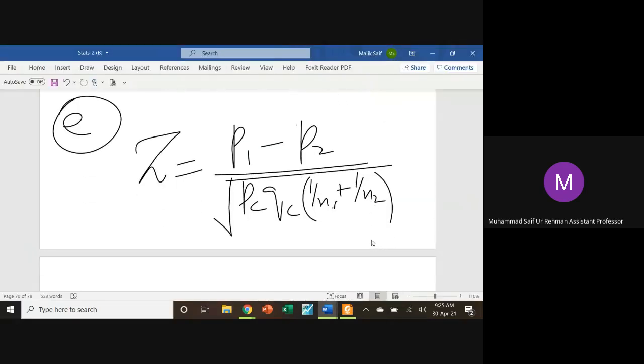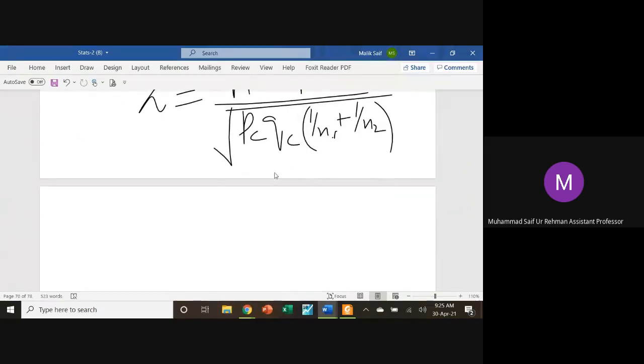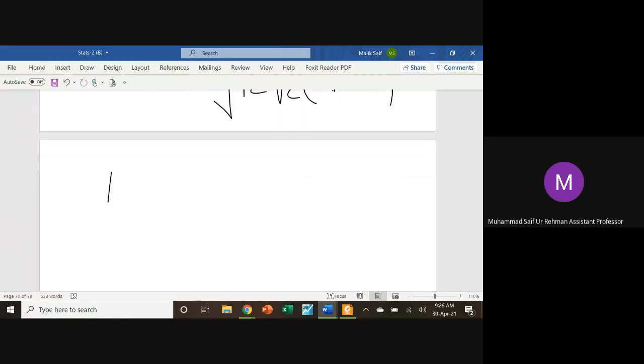Right? So another thing that you have to find out and substitute in the formula is the value for PC and QC. So for the value of PC, in this case you are pooling the proportions, the combined proportion. So the combined proportion in this case will be x1 plus x2 divided by n1 plus n2.